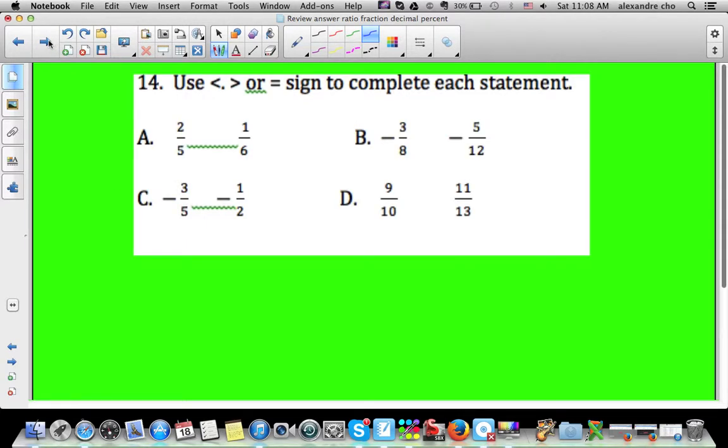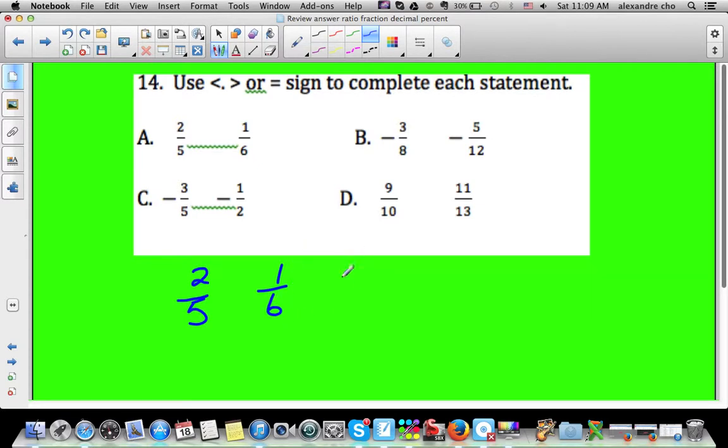14, use a less, greater, or equal sign to complete each statement. So, all right, let's take the first one. 2/5, 1/6. What's my problem here? Well, one of the main problems here is that the denominators are different. It's very hard to compare. I don't know if 2 over 5 is greater or less than 1 over 6. If there was a pizza cut into 5 slices and you got 2, would that be greater than taking a slice out of a piece that was cut into 6, or less?